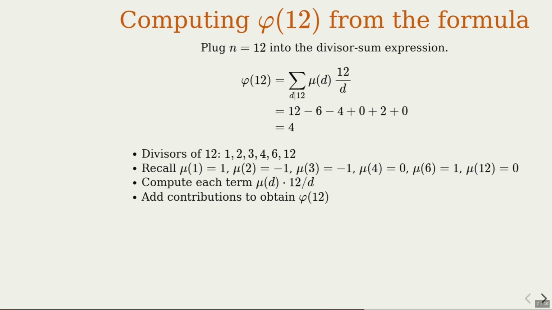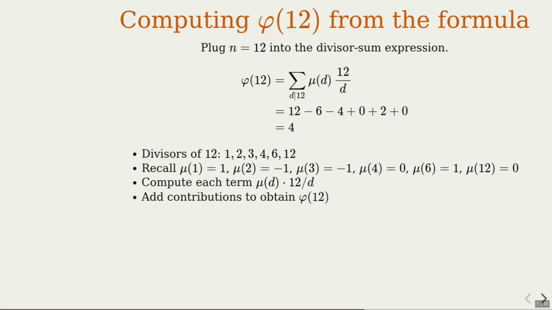Let us compute phi of 12 using the new formula. The equation on the slide writes phi of 12 as a sum over the divisors of 12 of mu of each divisor times 12 divided by that divisor. Then we plug in the values of mu at each divisor and simplify. That is why you listed the divisors and the values of mu for each one in the bullets. We multiply each mu value by the corresponding 12 over d, and then add them all up.